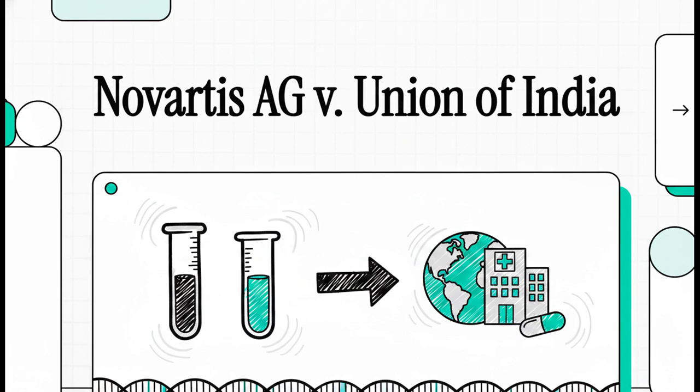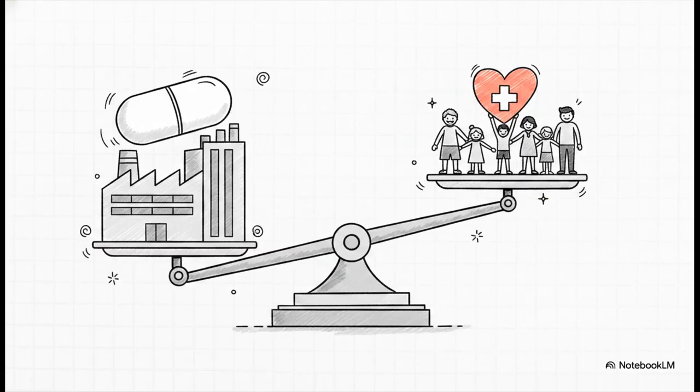Today, we're focusing our explainer on a truly monumental legal clash. We're talking about a case that didn't just play out in a courtroom, but literally rippled through hospitals, pharmacies, and patients' lives all over the globe. The case is Novartis AG versus Union of India. Citation 2013, Volume 6, Supreme Court Cases, page 1.